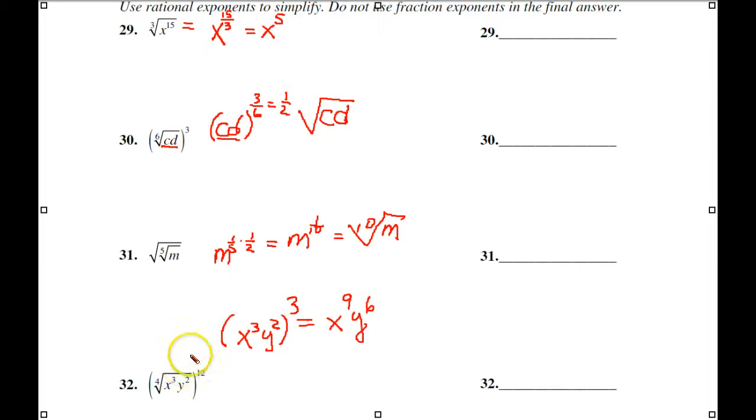So the fractional exponents really help in simplifying some of these things that could be complex. Okay, well, that wraps this up. This was only 21 minutes.